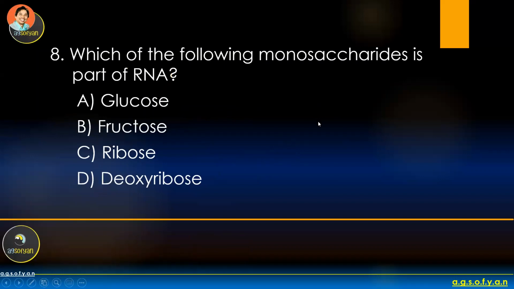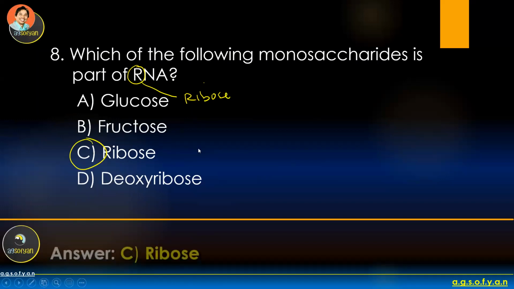Now, how about the monosaccharide that is part of RNA? A, B, C, or D. Again, the name is telling you, the R over here means ribose. Okay, so ribose nucleic acid, which is this one. The C will be the answer, ribose.